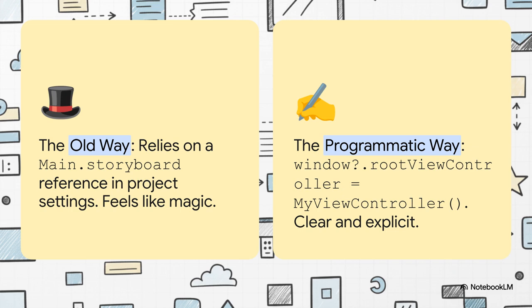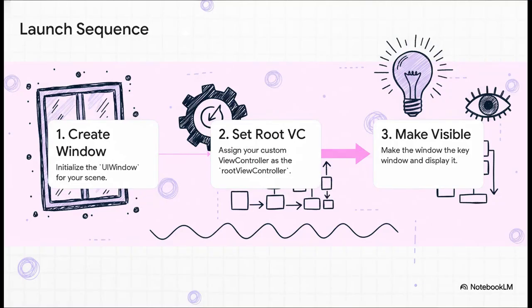I mean, look at that one line of code, window.rootViewController equals myViewController.create. You are explicitly telling the app, this is my first screen, start right here. No magic, no hidden settings, just clear, easy-to-read code. And really, the entire process in the scene delegate boils down to just 3 simple lines. You create the window, you tell it that your custom controller is the root, and then you just make the window visible. That's it. You have officially taken full control of the app's launch sequence.